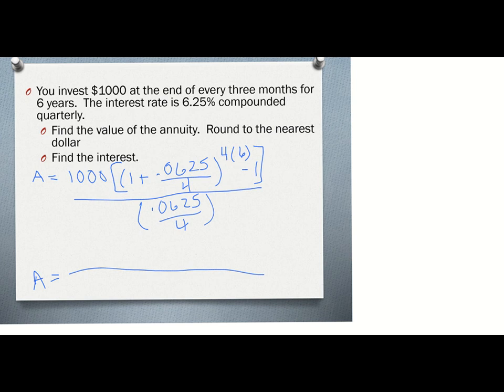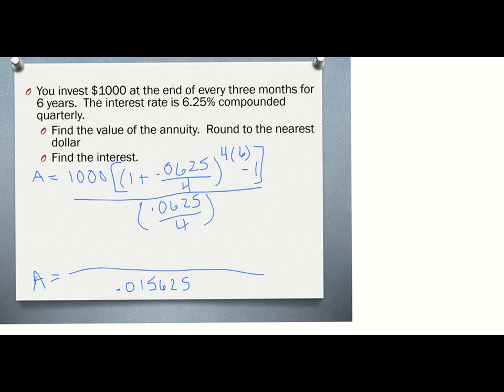I'm going to take my 0.0625, divide it by 4, and it will give me, so on the bottom I will have 0.01565, and then I'm going to continue again.